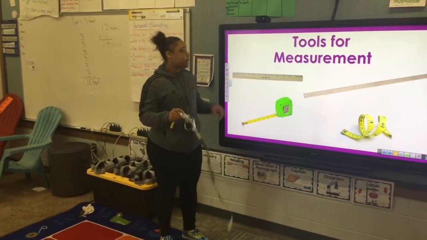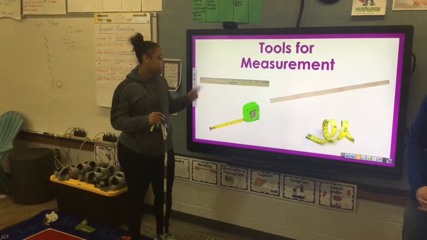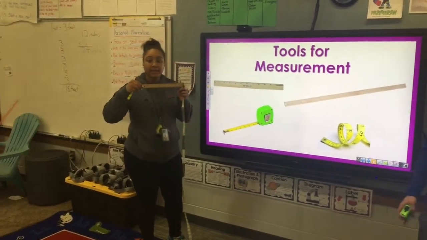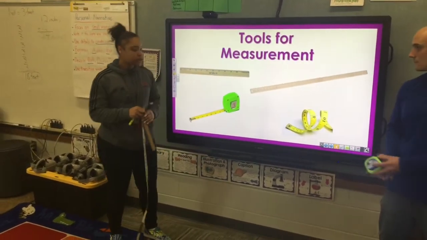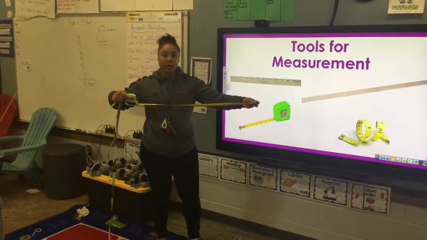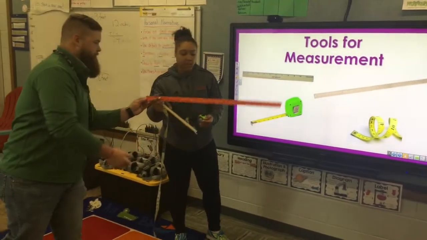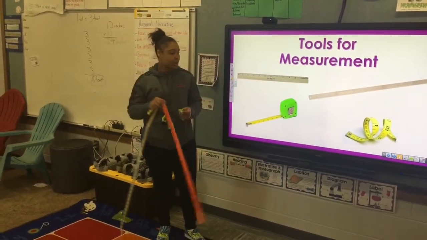Don't forget that we need to make sure we know what our tools for measurement are, okay? So our first is a ruler, all right? We use that for things that are flat, like our desk, our desktop, okay? Then we have our measuring tape, okay? We use this for things that are longer than a yard, all right? Then we have our yardstick, okay? So if it's longer than a ruler and it's flat, we should probably use our yardstick.